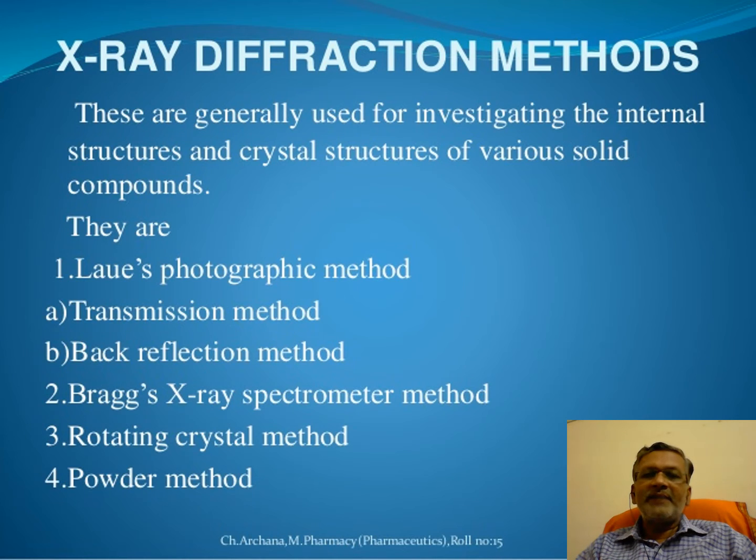X-ray diffraction methods are generally used for investigating the internal structures and crystal structures of various solid compounds. They are Laue's photographic method, transmission method, back reflection method, Bragg's X-ray spectrometer method, rotating crystal method, and powder method.